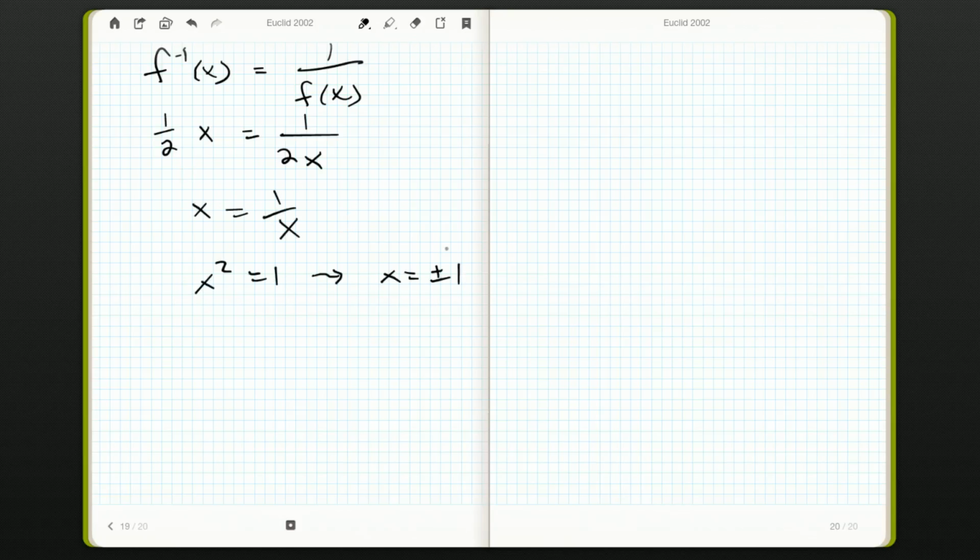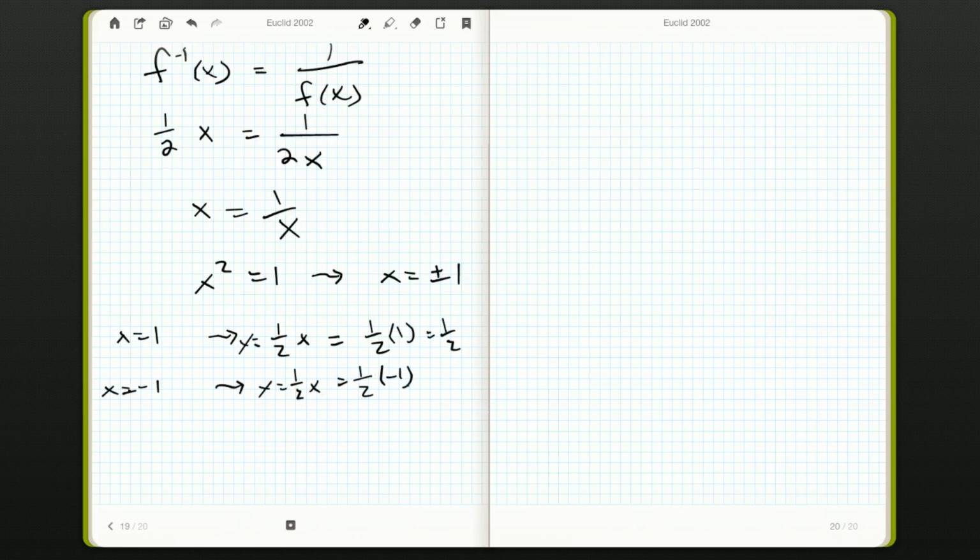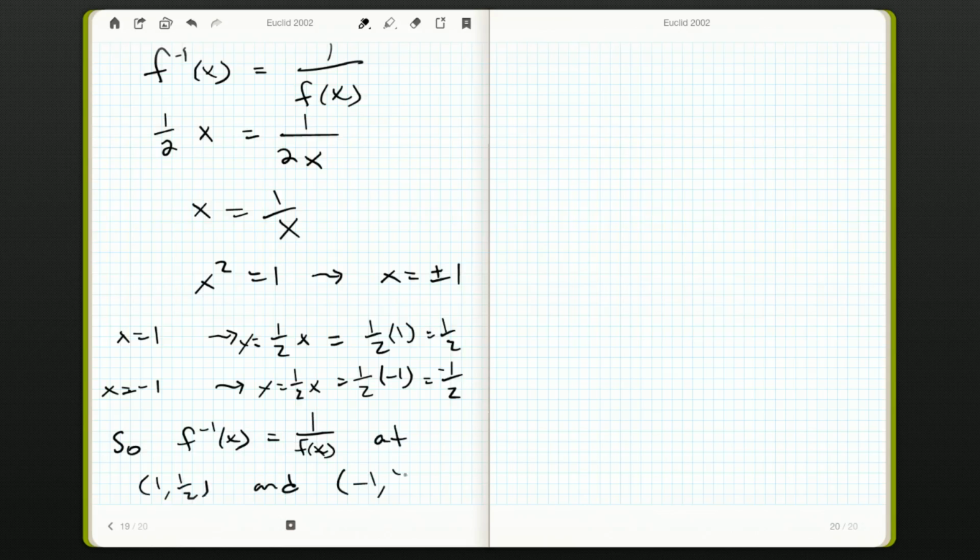That tells us the x coordinate, but we want both the x and the y. So when x is equal to 1, 1/2 x gives us 1/2. And when x is negative 1, then we still have y is 1/2 x. Substitute your x value into either one of the equations. They're both supposed to come out the same way. That's a good way of checking. And we get 1/2 and negative 1/2. So that's 1, 1/2 and -1, -1/2.